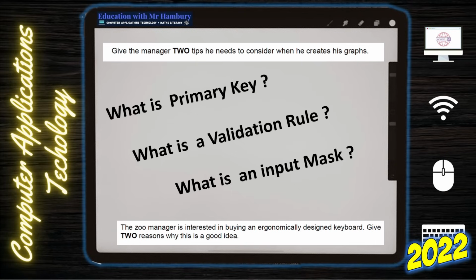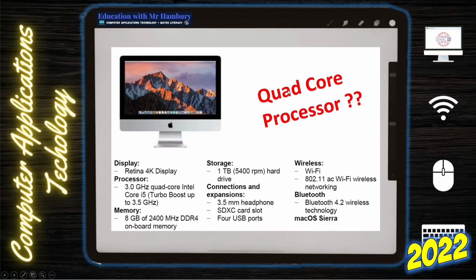At the bottom, the zoo manager is interested in buying an ergonomically designed keyboard. Give 2 reasons why it's a good idea. Well, it's going to be better if you're going to be doing a lot of typing. It is more comfortable. You get different types depending on what the person is going to do, but it is better for the person's health as well. So those are just, again, some of the questions.